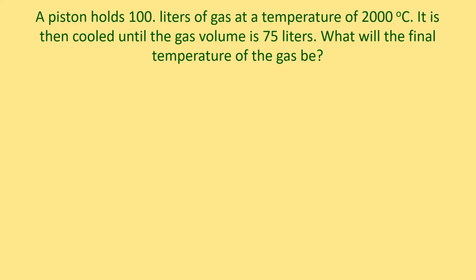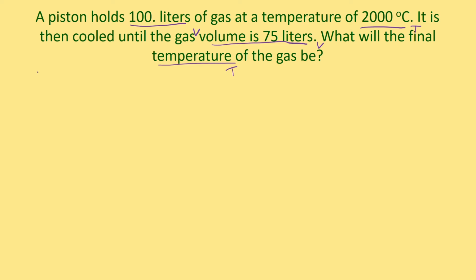So once again, let's look and see what we have here. 100 liters, that's a volume. At a temperature of 2000, that's a temperature. It is cooled, so I have a change in process, until the gas volume is 75 liters. So again, they're telling me another volume, so I have two volumes, and they're asking what will the final temperature be, so I want a second temperature. So we have two volumes and two temperatures being compared. I may recognize right off that's Charles. I may have to use my combined gas law and figure out which equation to use.